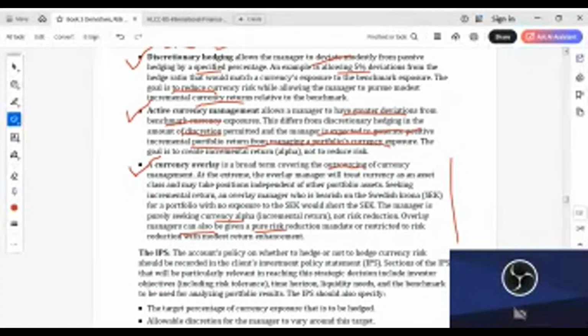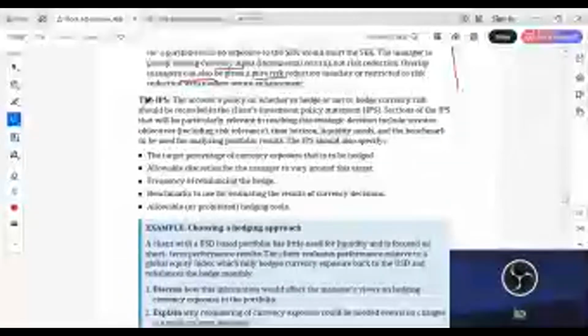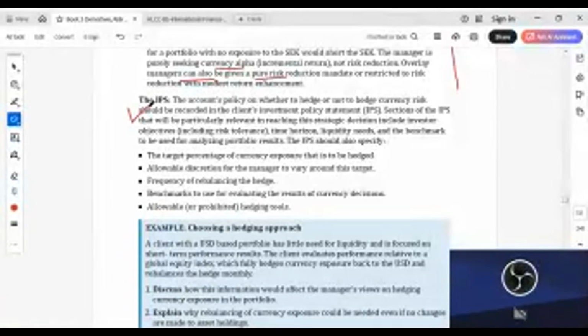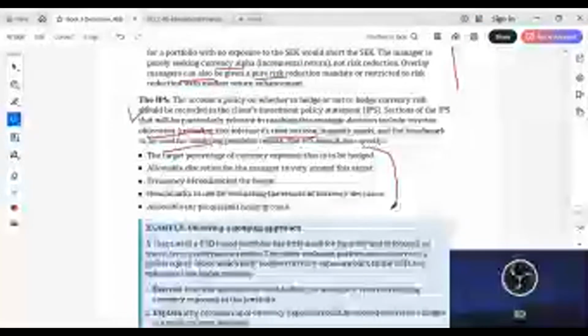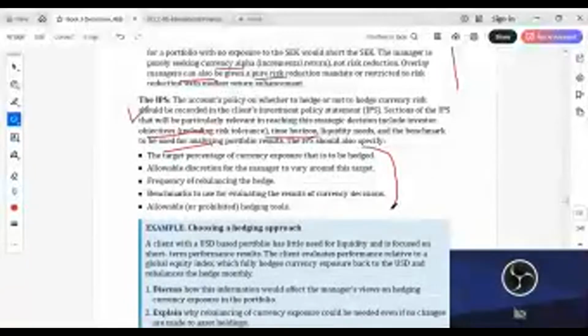Then what is to be done about currency? Whether to hedge or not, whether deviation is allowed or not, everything has to be as per the IPS. Relevant sections are objectives, time horizon, liquidity needs, and the benchmark to be used. The IPS should also specify all these aspects. I think you should remember this.